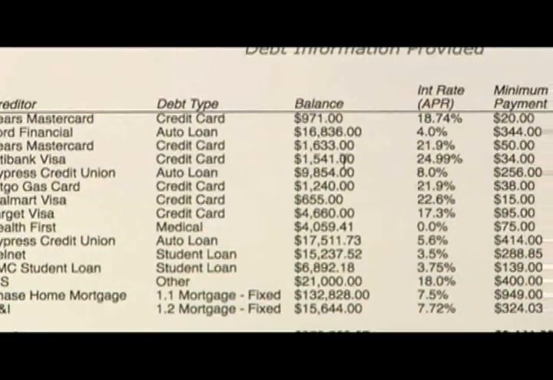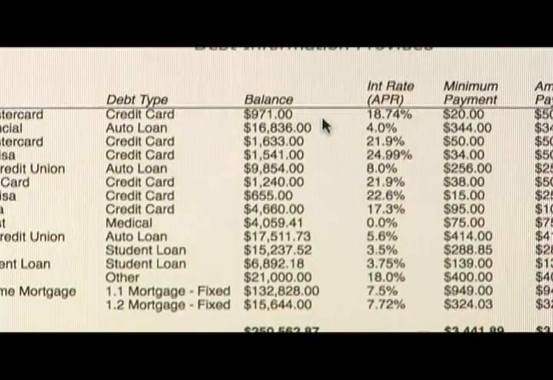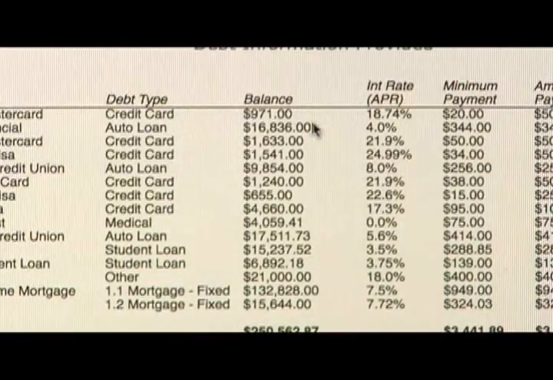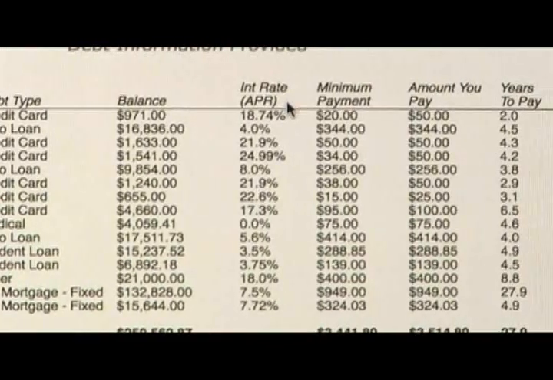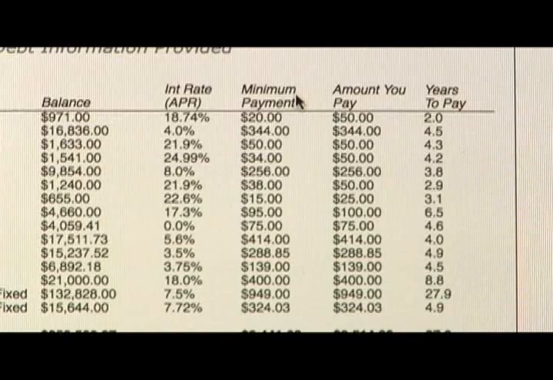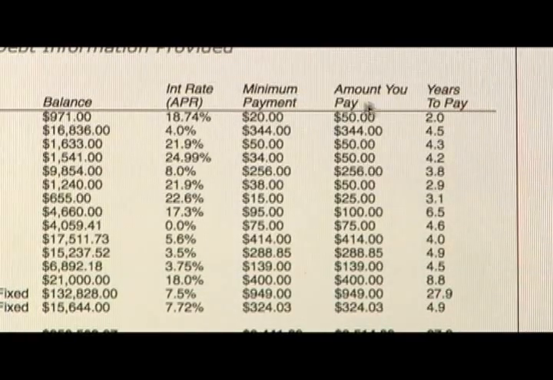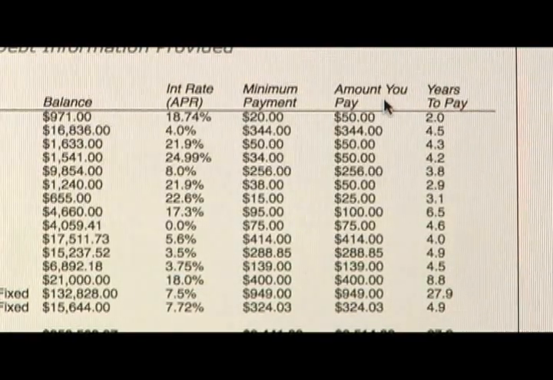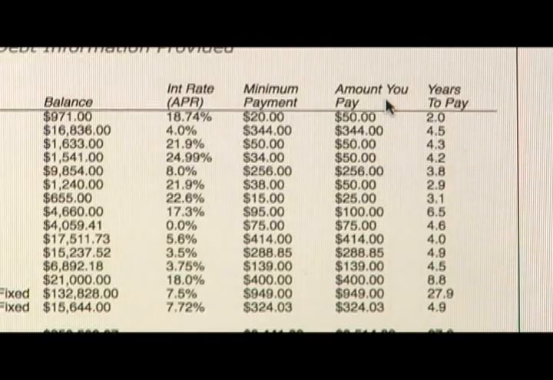The next area is the balances that they owe on each one of those debts. The next column is the interest that they currently owe on each of those debts. This is the minimum payment that they have to make each month to service that debt. And this is the actual payment that they pay each month to be able to pay down some of their debts a little bit quicker.